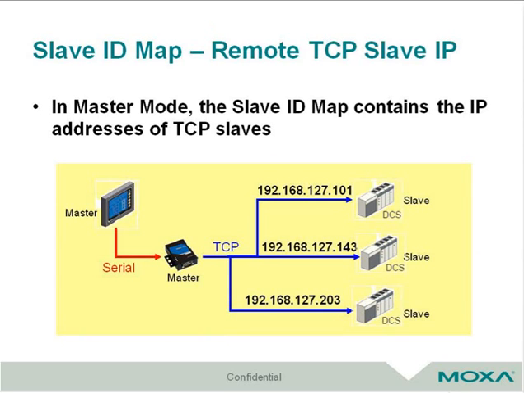This slide displays the MGate in master mode. In order for the request to reach the appropriate slave, you must add the IP addresses of the remote TCP slaves in the slave ID map. In this case, 3 channels will be defined.